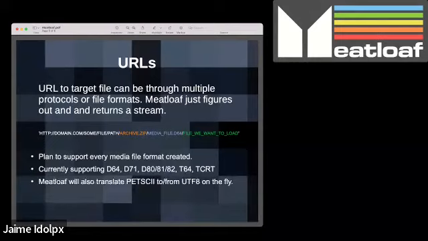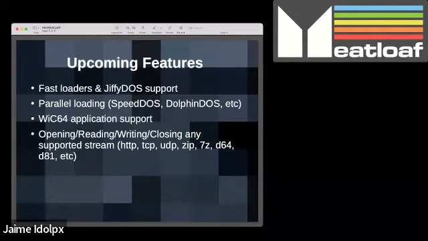Let's see, the next slide. Oh, upcoming features. I talked about this a little bit. It's going to support fast loaders. It's going to support JiffyDOS. I've already been working on parallel loader support through the user port to support SpeedDOS, DolphinDOS, and others. I am planning to also support the WiC64 application. It has its own API for accessing the device, and with the parallel interface, there's no reason why we can't support those applications as well.